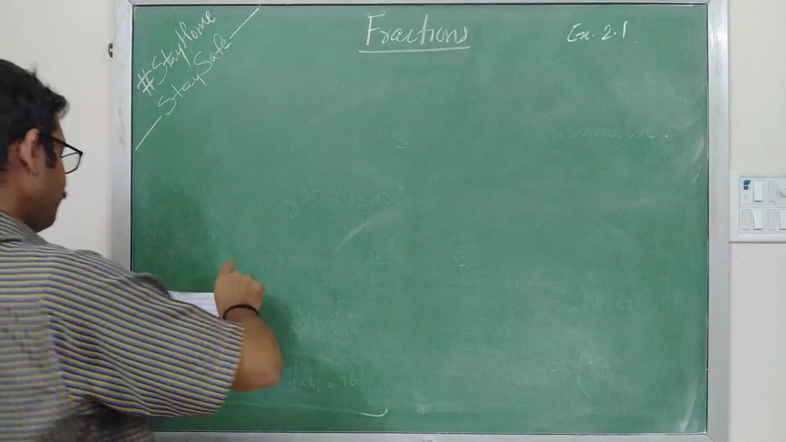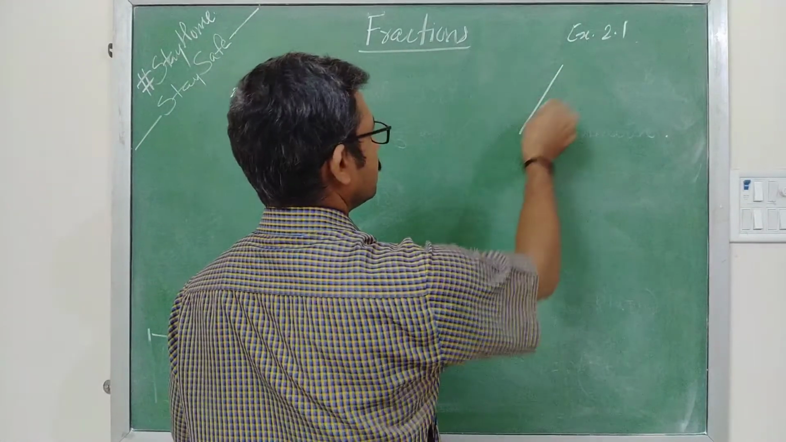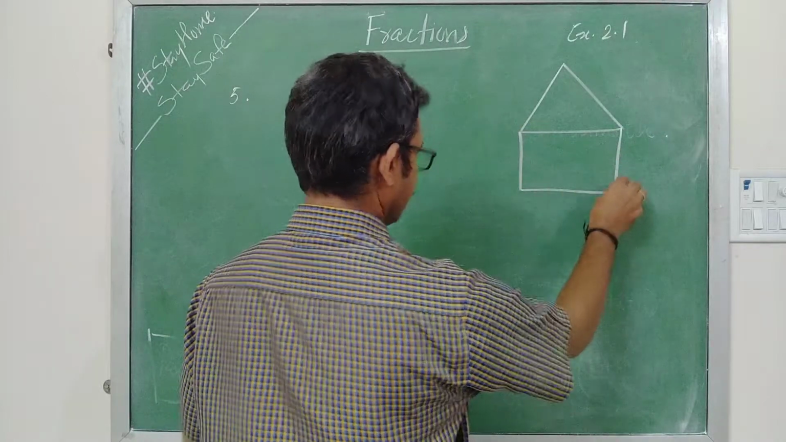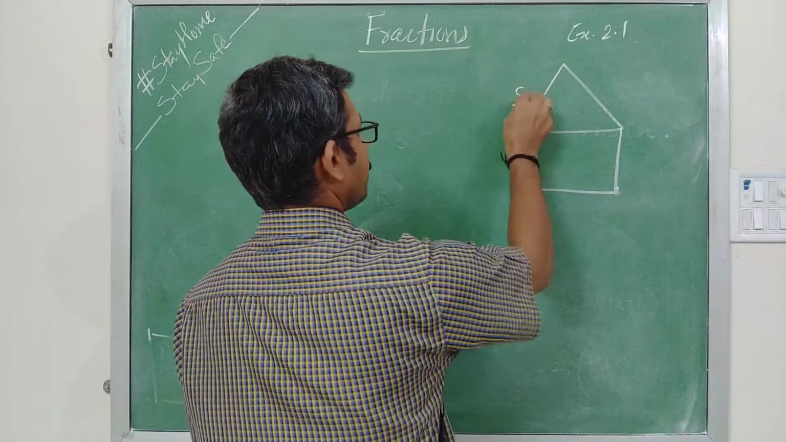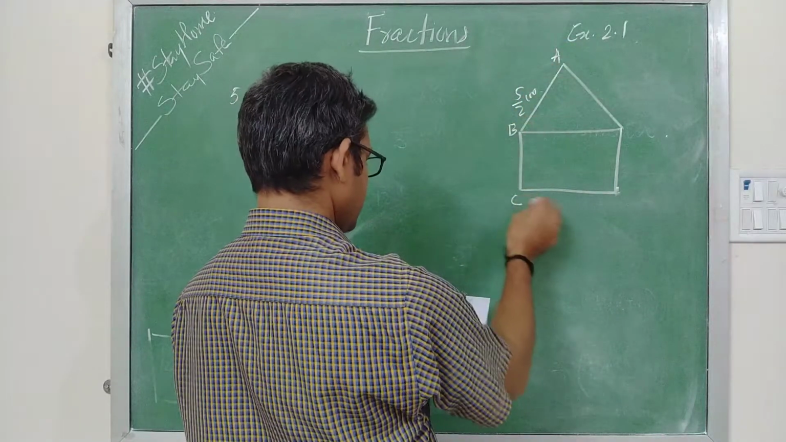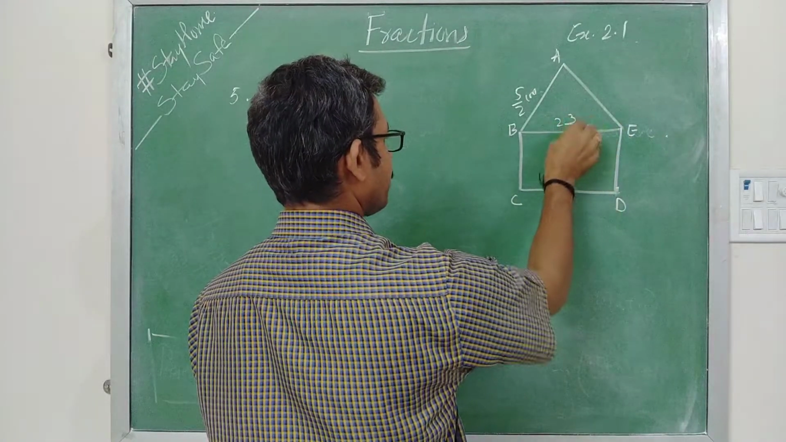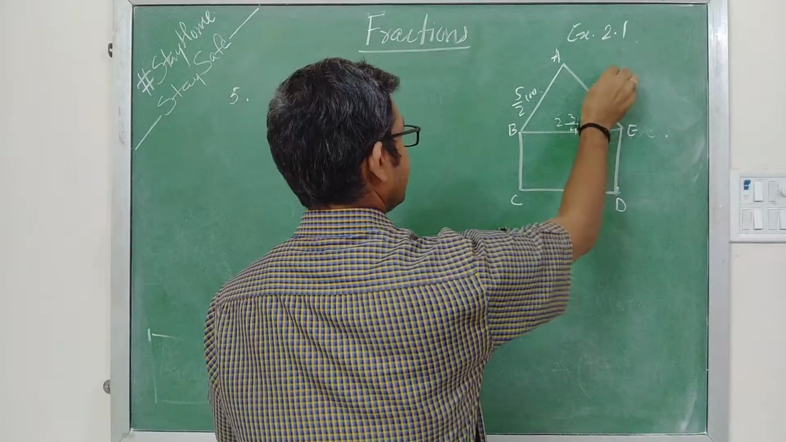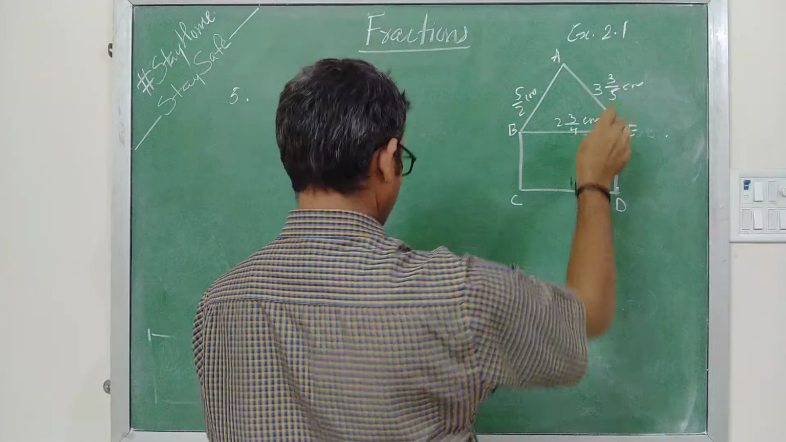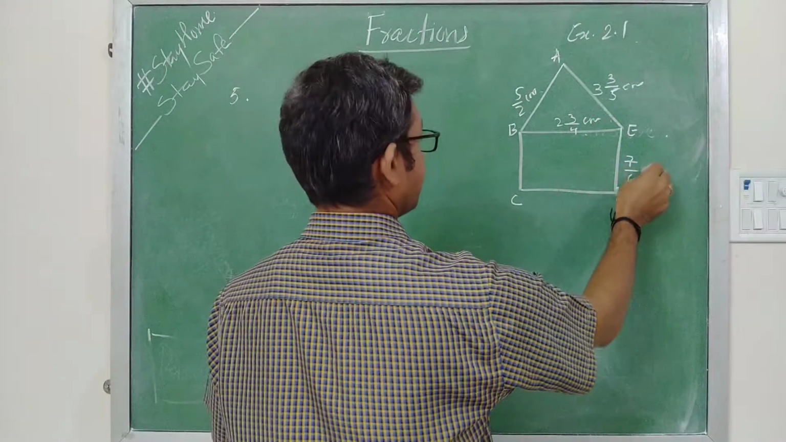Now here is question number 5. It is a diagram. Here it is 5 upon 2 centimeter, that is of AB, then C, D, E. Here it is 2 integer 3 upon 4, here it is 3 integer 3 upon 5 centimeter, and here it is 7 integer 7 upon 6 centimeter.